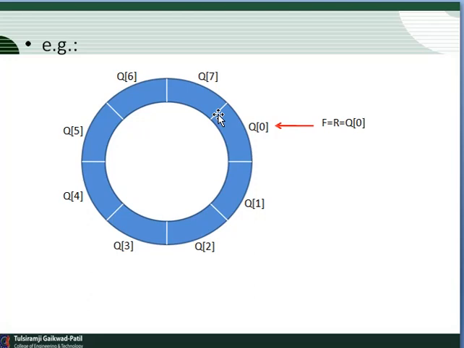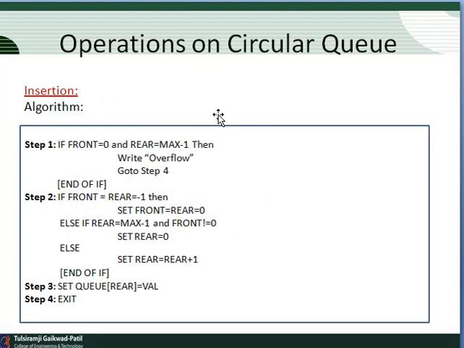As I already said, if the front pointer and the rear pointer are the same, front is equal to rear, or the front node is connected to the rear node, it is also called the circular queue. What are the various operations on circular queue? Of course, it is a part of queue, so we can insert and we can delete the elements from that circular queue. Insertion.